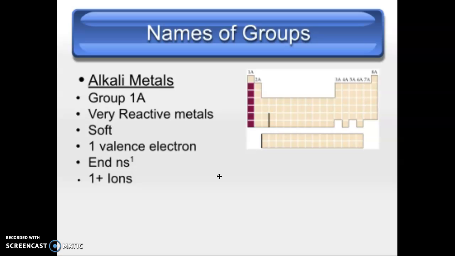They're the most reactive metals. They're soft, as in you can usually just cut them with a knife. They have one valence electron, and that means their electron configuration is going to end in s1, and they tend to form positive 1 ions.